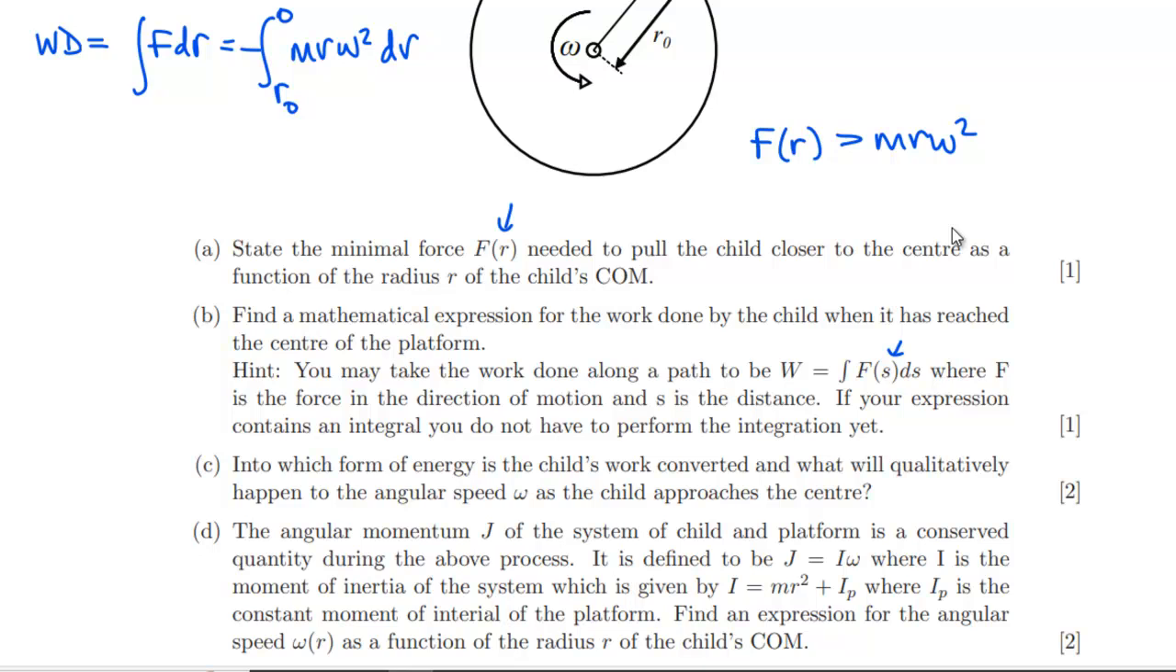Into which form of energy is the child's work converted, and what will qualitatively happen to the angular speed omega as the child approaches the center? Right, so the work is going to be converted into kinetic energy, and he's going to start spinning faster and faster. Yeah, this is like the ice skater, isn't it? When they're doing a spin and they pull themselves in and they spin faster and faster and faster. So that's the same thing going on there.